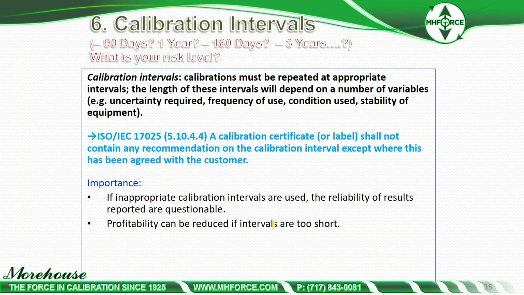Profitability can also be reduced if the intervals are too short. If you don't have the right equipment and you have to have it calibrated every 2 weeks to maintain what you need, just get new equipment. We'd like to do a calibration every 2 weeks, but it's just senseless. Getting better equipment can often result in an increase in profitability and an increase in that cal interval with nice, stable equipment.